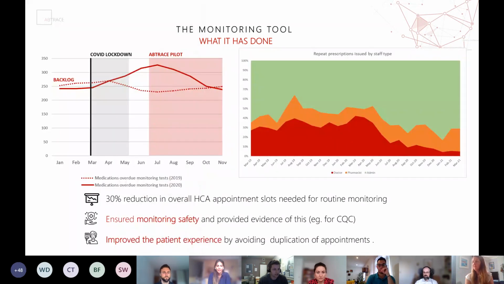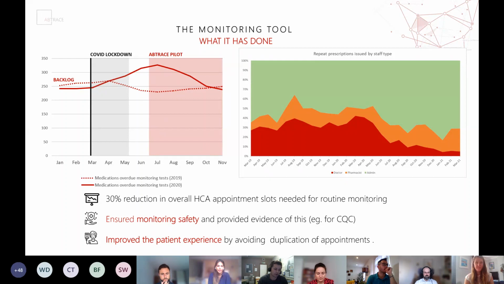Next slide, please. And this is some of the data that I was just describing. So the graph on the left shows the number of patients currently overdue a monitoring blood test for one of their medications over time, and the dotted line shows, I think, the rolling average from the year before, and the red line shows the trace from 2020. Obviously, interpreting any data in the last year or so has been somewhat difficult due to COVID, which is part of why we're trying to get some data scientists on board to help us with that element.